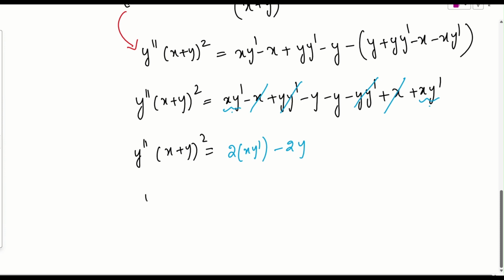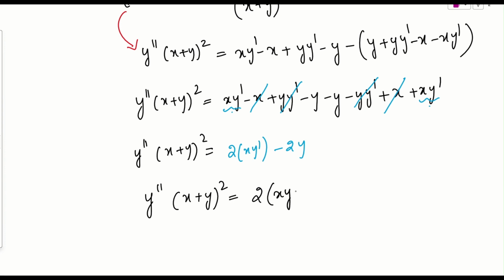Yes. So finally what will I be getting? y double dash is nothing but (x plus y) the whole square. From these two terms, I can take 2 common. What will I be getting? 2 times (x y dash minus y). This is our final answer.